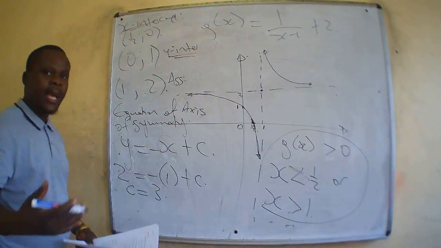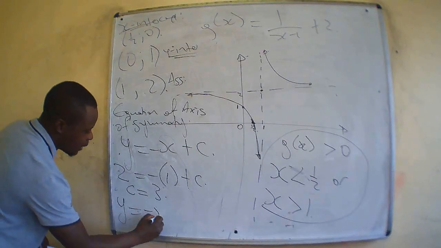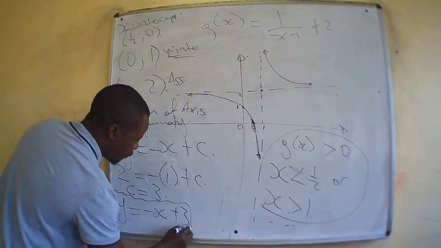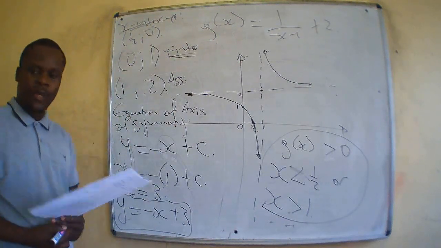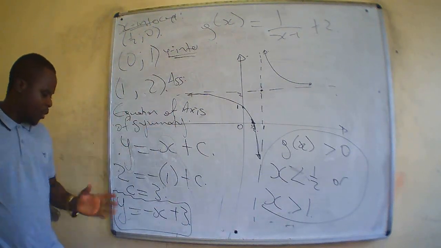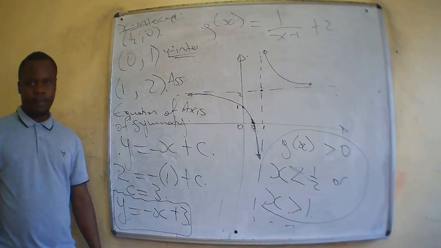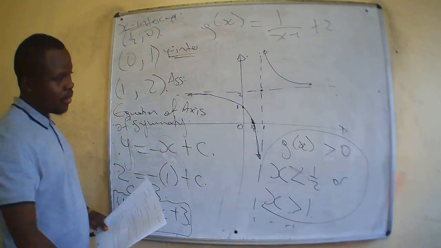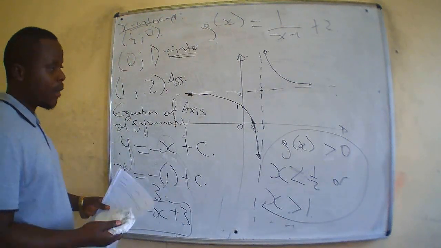So finally our equation will look like this: y is equal to negative x plus 3. This is the value that we are looking for. So the equation of the axis of symmetry is y is equal to negative x plus 3. So question number 4, we're done. We move on to question number 5.